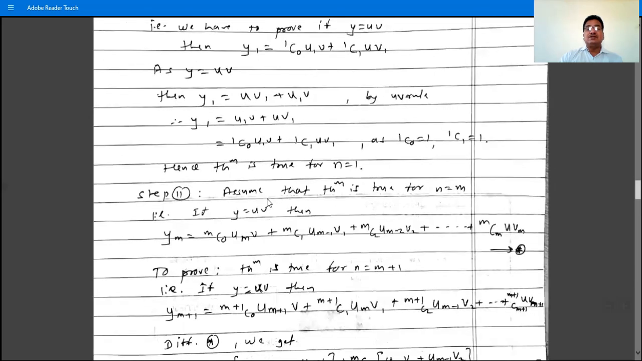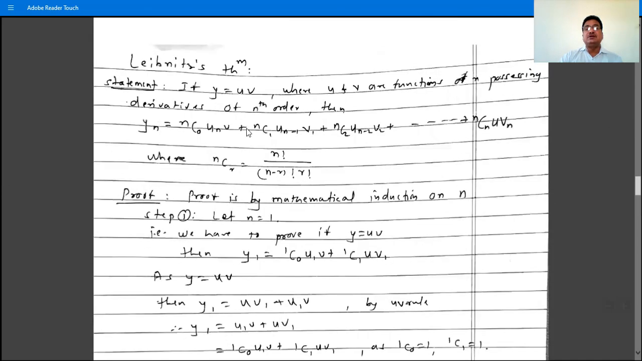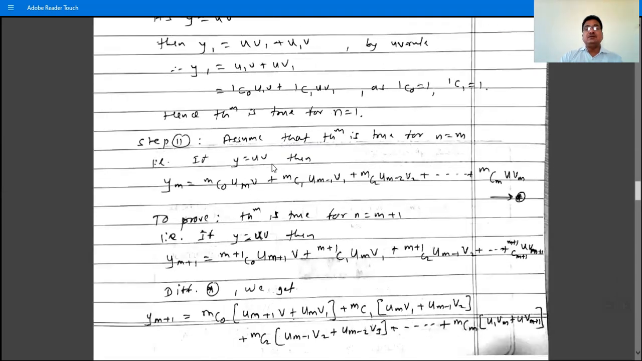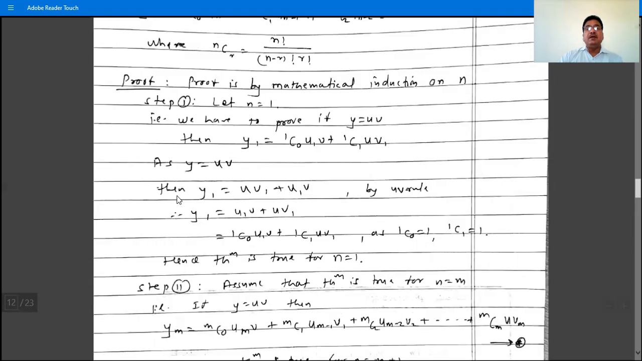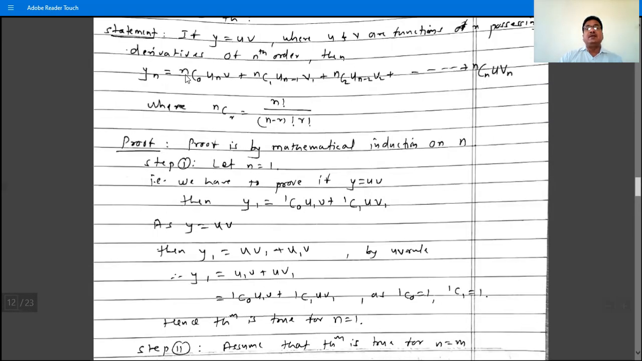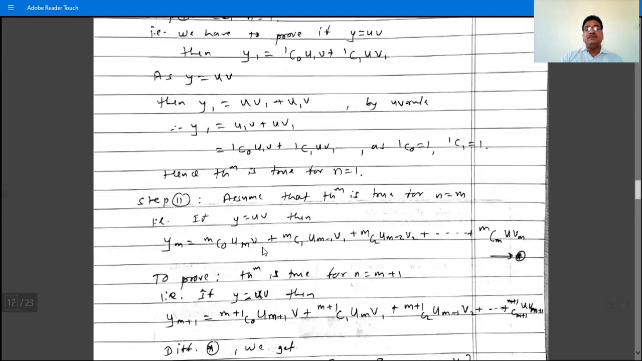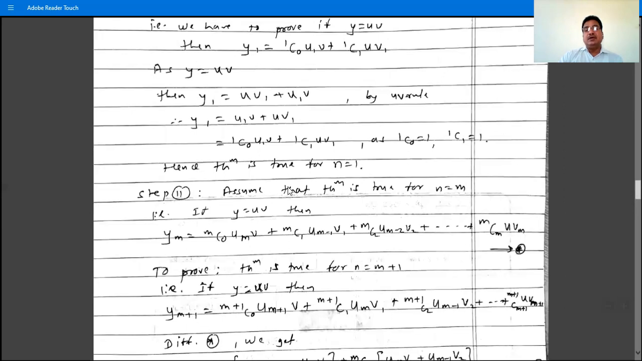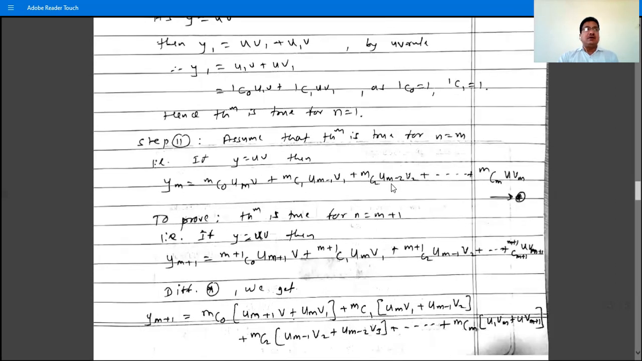Now in the second step, assume that the theorem is true for n is equal to m. That is, if y is equal to u into v, then ym is equal to, substituting n as m, mC0 um v plus mC1 um minus 1 v1 plus mC2 um minus 2 v2 plus ... plus mCm u vm. This is suppose star, and this is our assumption, which is called the induction hypothesis.